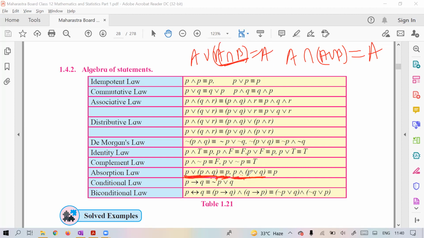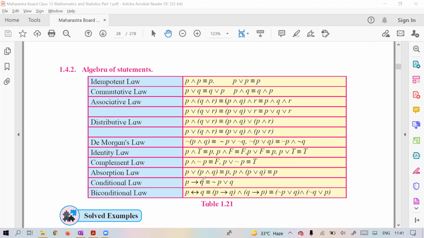So P and (P or Q) is equivalent to P. And you have already seen in the last remark, P implies Q is equivalent to not P or Q. They proved it also using truth table, and we can also prove it using truth table. And P if and only if Q is equivalent to P implies Q and Q implies P. That can further be written as: P implies Q is equivalent to not P or Q, like the earlier one, and Q implies P can be written as not Q or P.